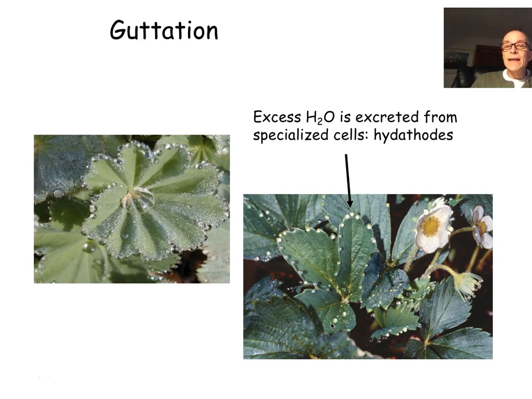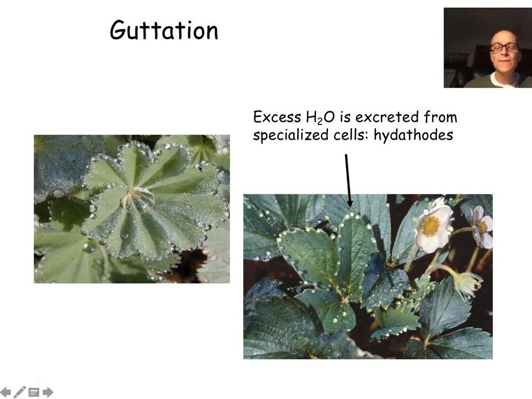All right, so let's look at a phenomenon. We'll come back to the root in a second. That you sometimes see on plants, and what you see here is not dewdrops that you can also sometimes see on a plant. These are guttation droplets, and that is water that is being extruded out of the leaves.